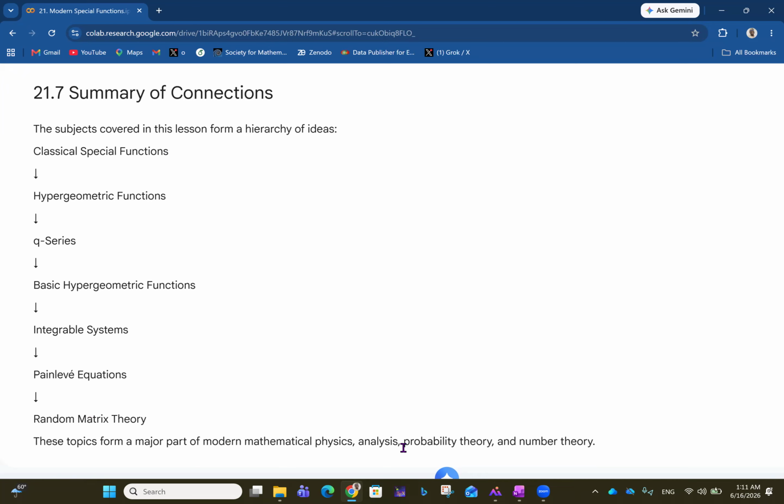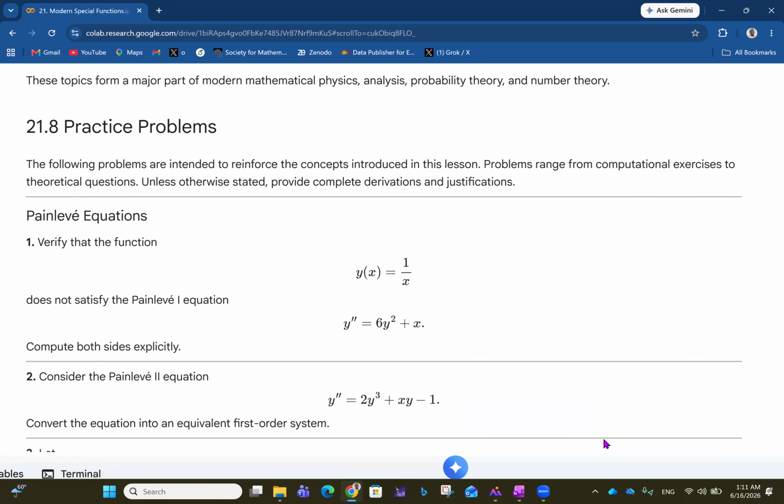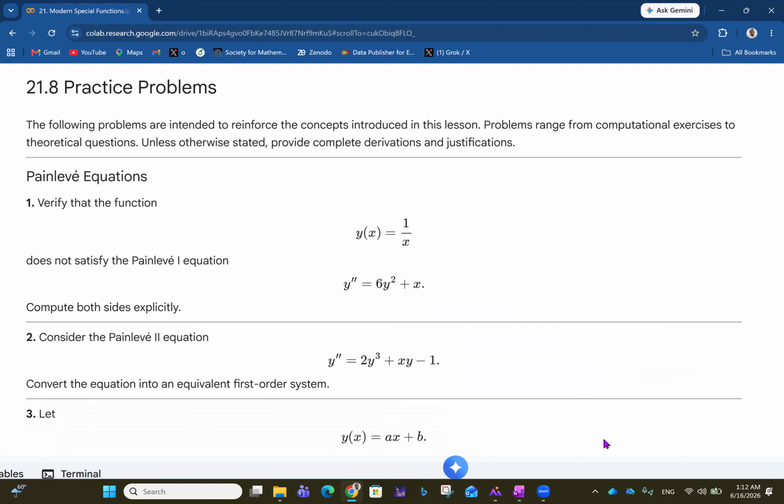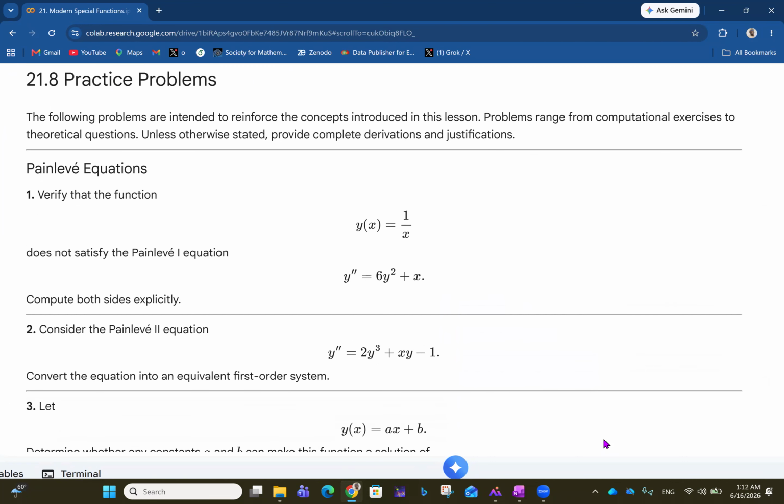So that takes us to the practice problems as usual. The following problems are intended to reinforce the concepts introduced in this lesson. Problems range from computational exercises to theoretical questions. Unless otherwise stated, they provide complete derivations and justifications. As usual, I'm going to solve two of these, but let me flash the questions as much as we can. So you can see the first two here.